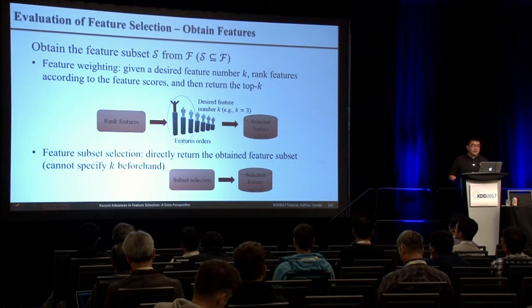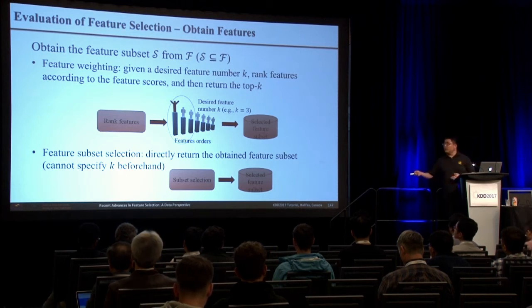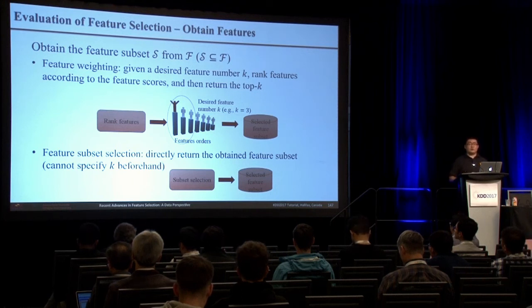On the other hand, the other type of method, we call the feature subset selection method. Different from the feature weighting method, feature subset selection will directly return the obtained feature subset. So in this case, we normally cannot specify the number k beforehand, and we also cannot guarantee the number of selected features.